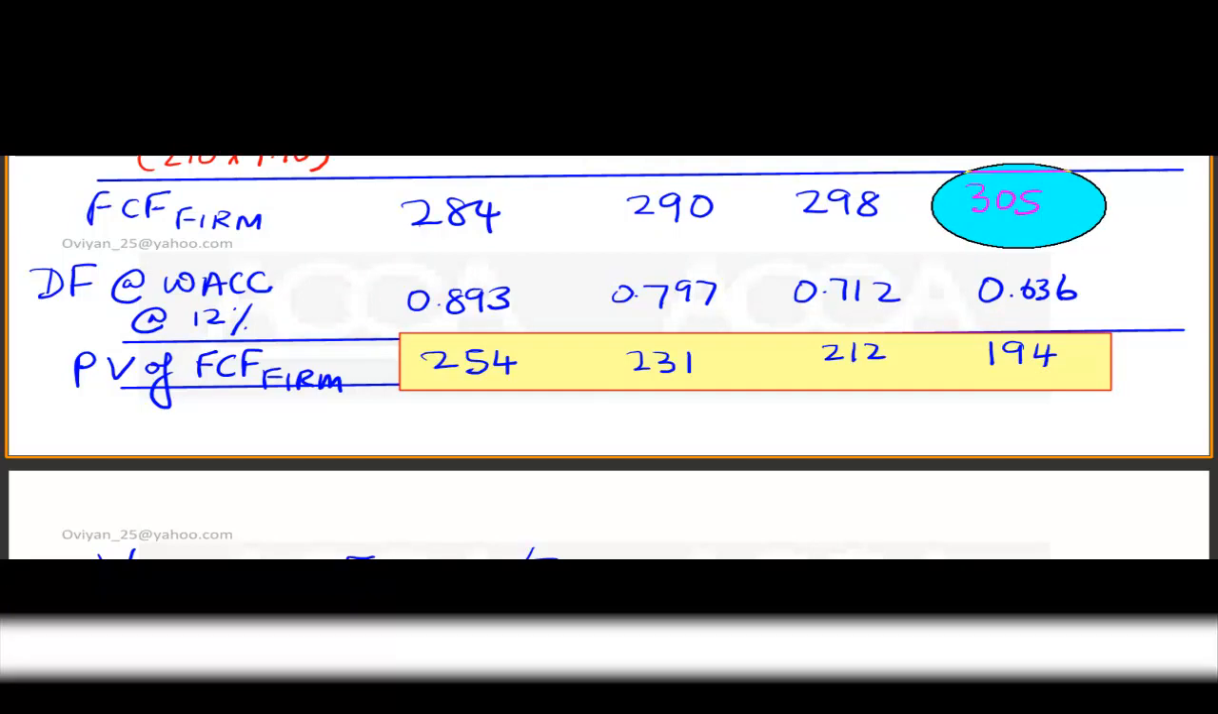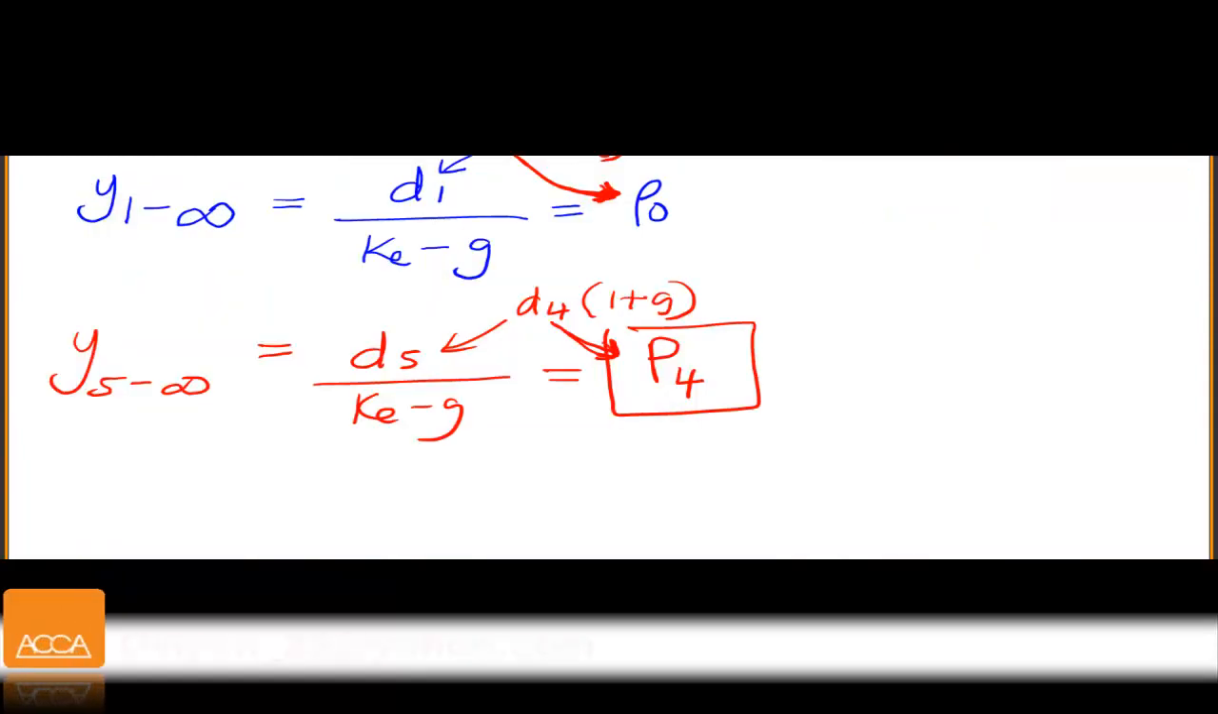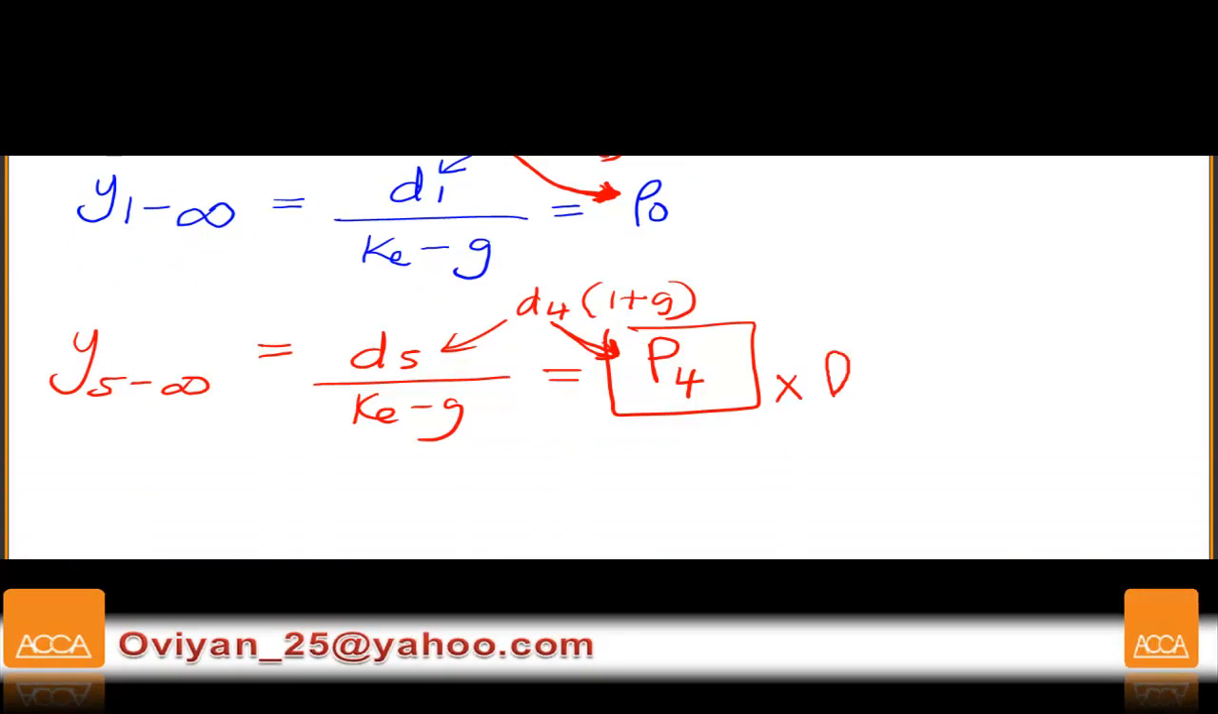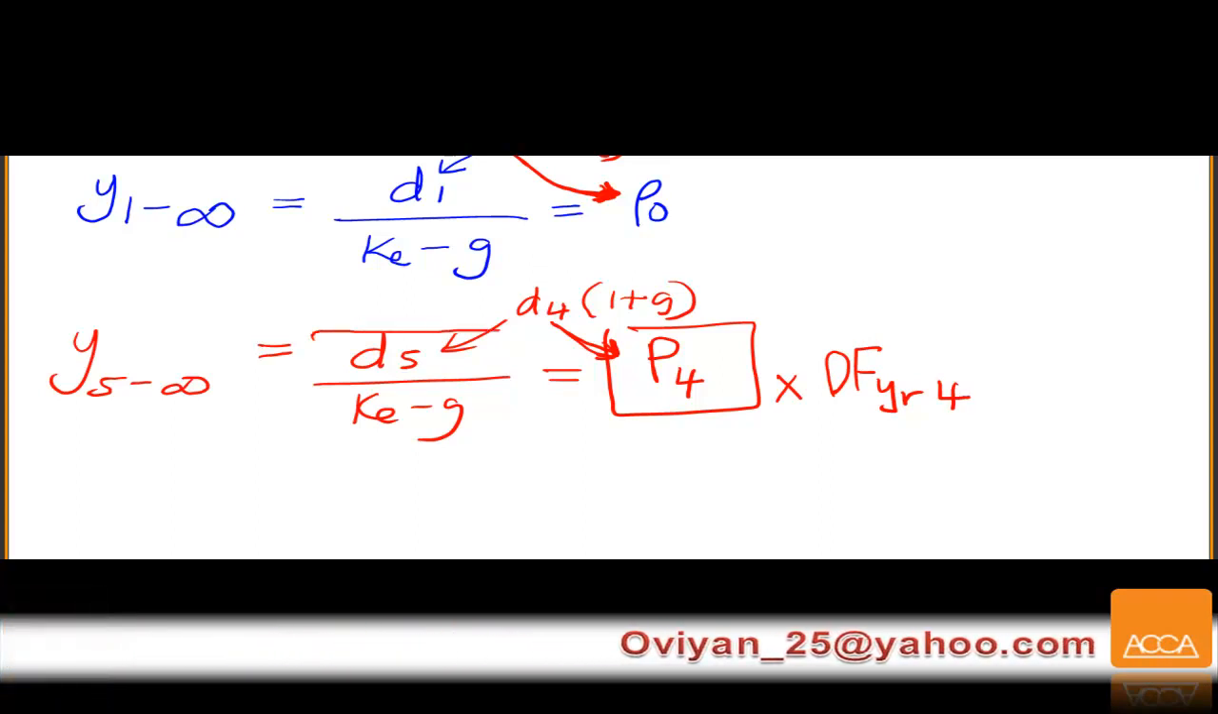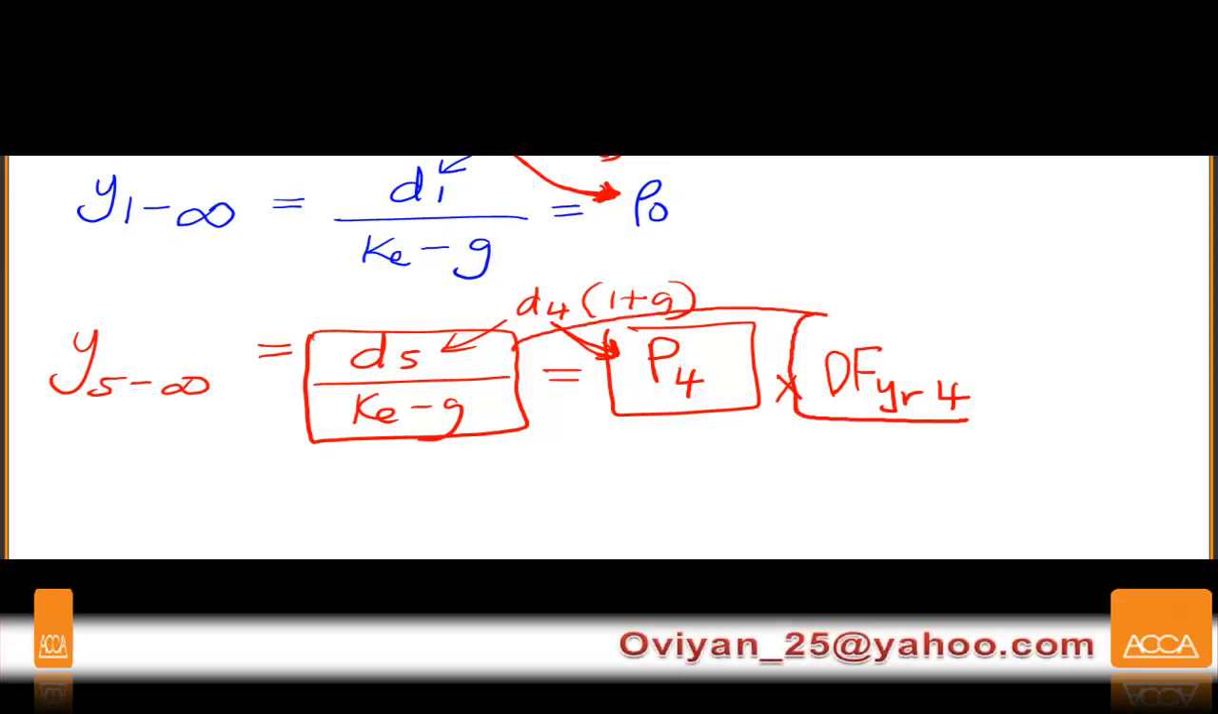So what do you do to get the present value? You need to multiply by this. So if it's going to be a P4 value, then I need to multiply with a discount factor for year 4. So what I'm going to do is multiply with a discount factor for year 4.